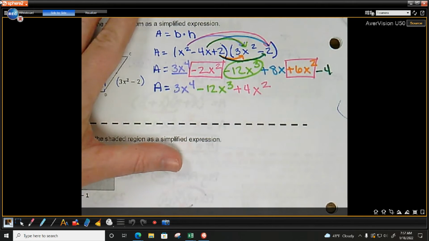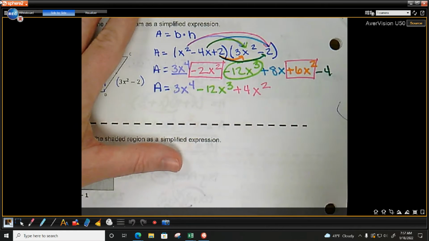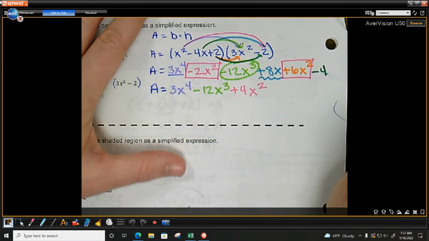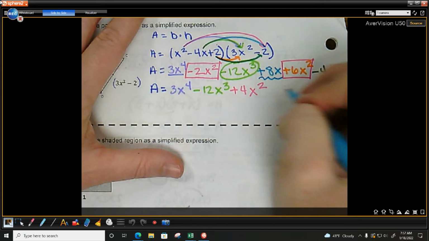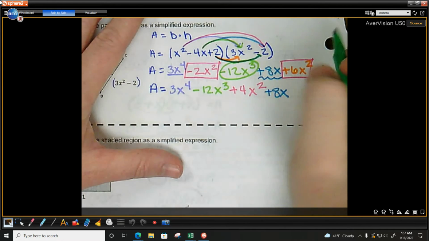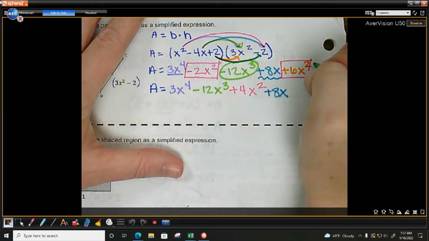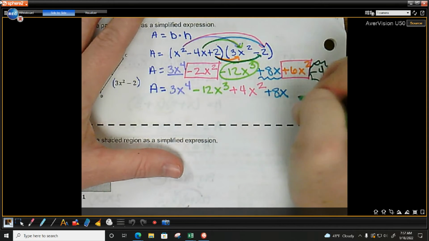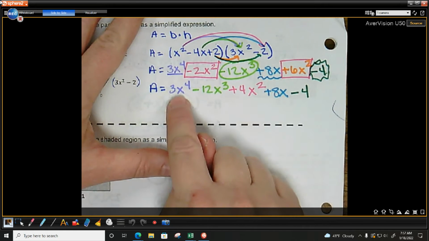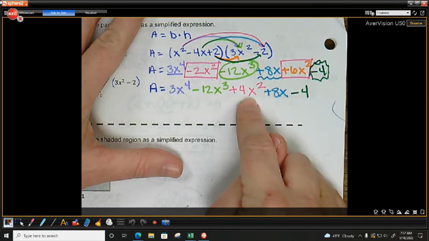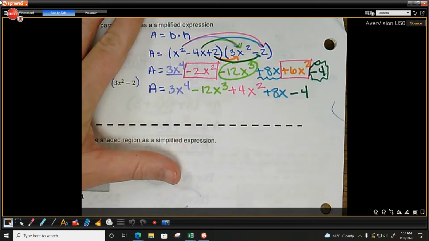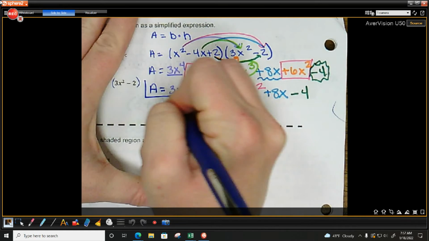Notice when we add and subtract, are my exponents changing? No. And then I have a plus 8x. Do I have another x term? No. Nope, drop down your plus 8x. And then I have a constant. Do I have another constant? Nope, drop down your minus 4. Is this in the correct order? X to the fourth, x to the third, x to the second, x, no x. Yep, you want big exponent down to small exponent and no like terms.